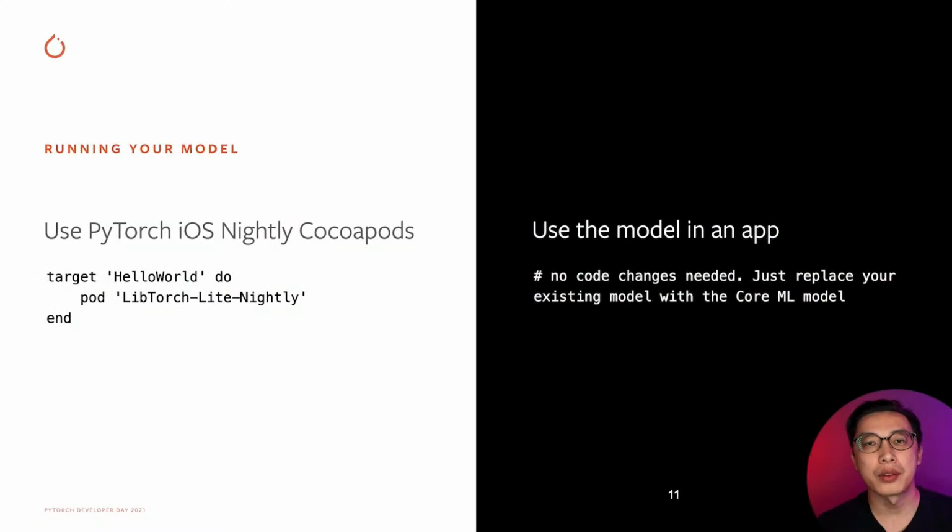When it comes time for runtime inference, we provide nightly CocoaPods for you to try out. You can use the new model directly within your app. There are no code changes needed. Just switch your existing model with the new model.